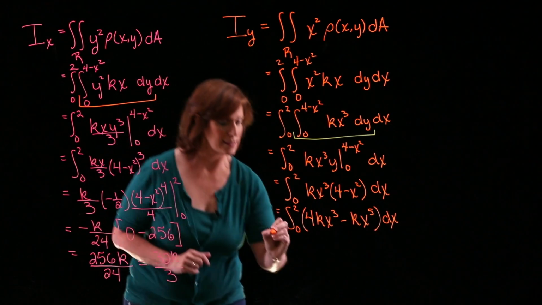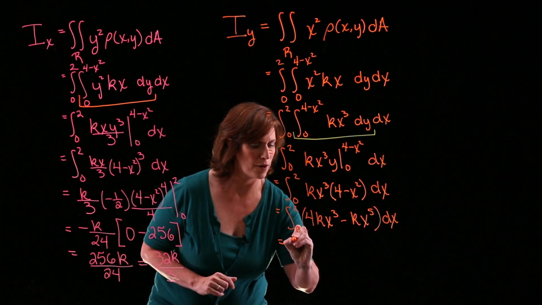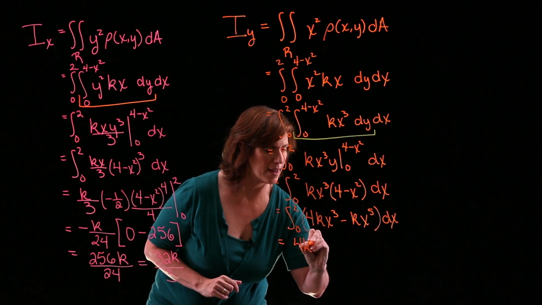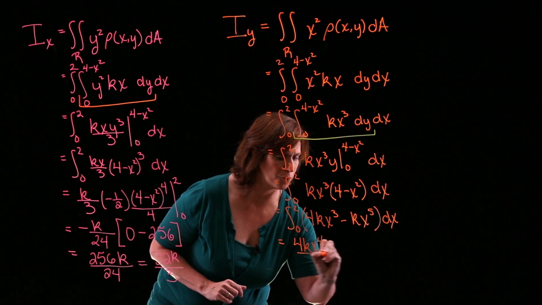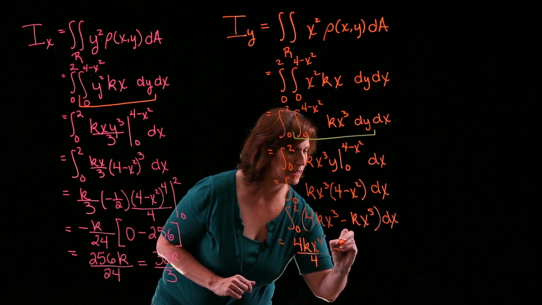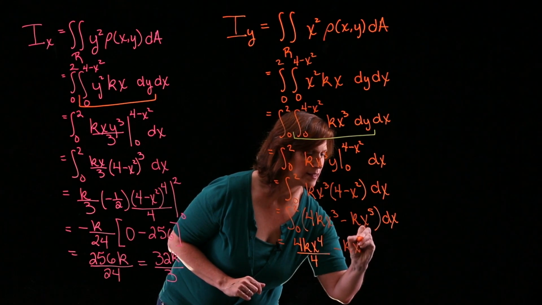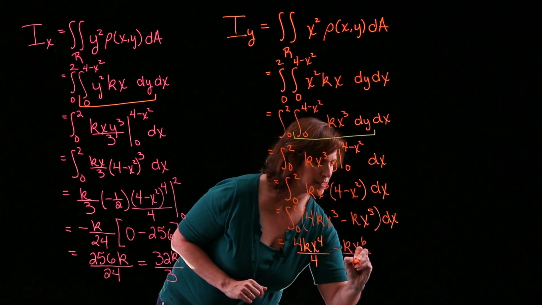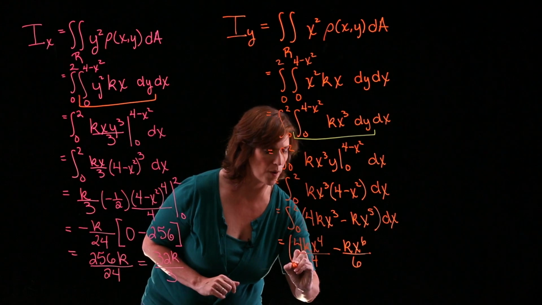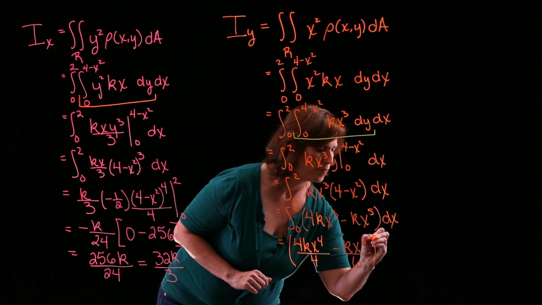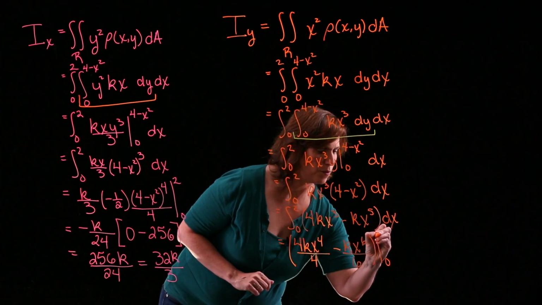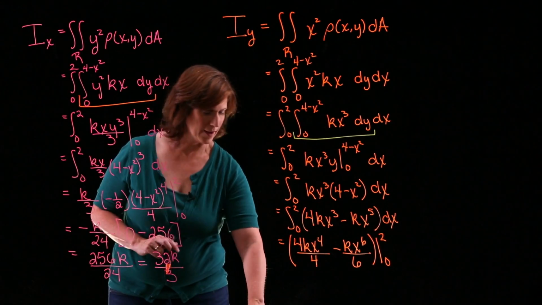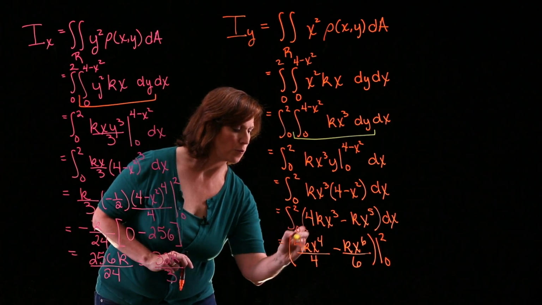And integrating this, I'll have 4k x to the 4th all over 4 minus k x to the 6th all over 6. And I need to evaluate that from 0 to 2. Now I notice here that the 4's cancel.